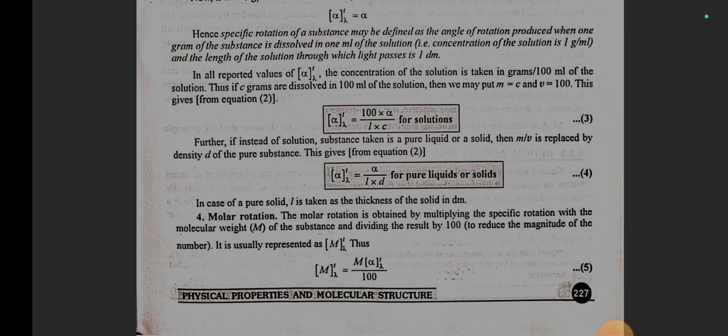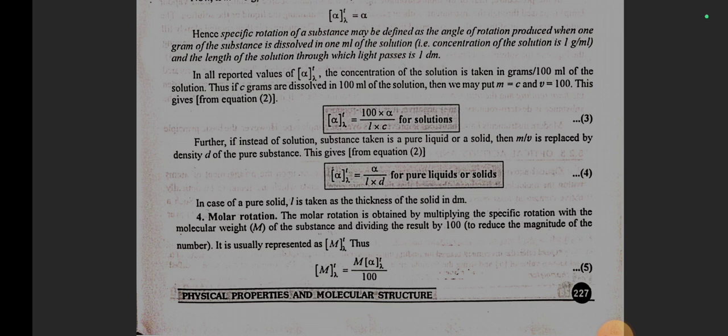In all reported values of [α]_λ^T, the concentration of the solution is taken in grams per 100 ml of the solution. Thus, if C grams are dissolved in 100 ml of the solution, then we may put M = C and V = 100. This equation gives [α] = (100 × α) / (L × C) for solutions.